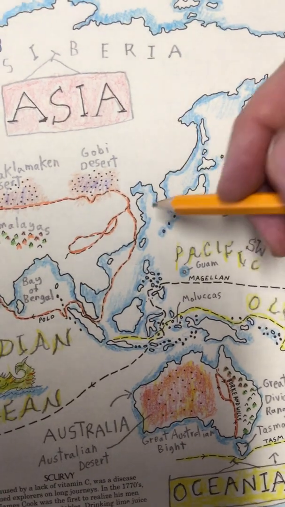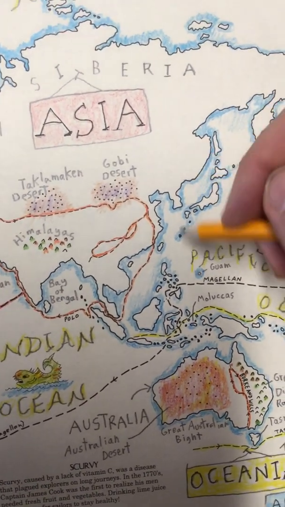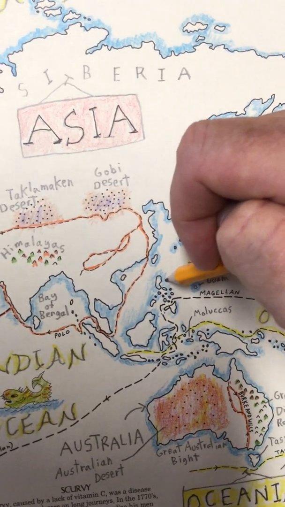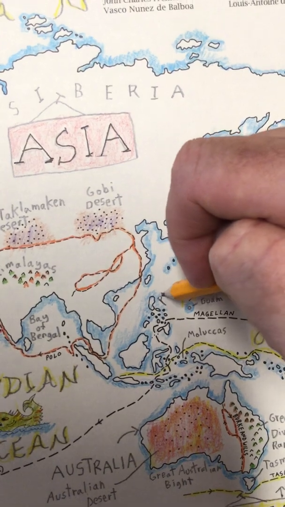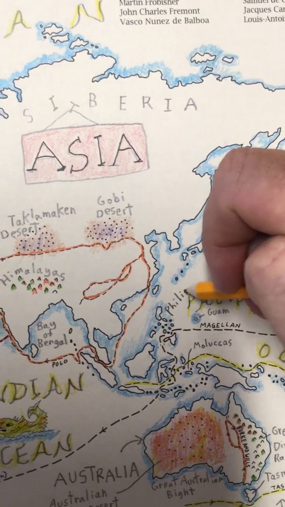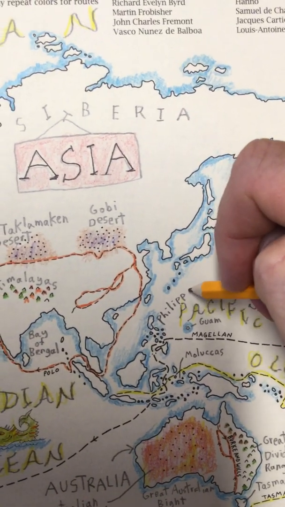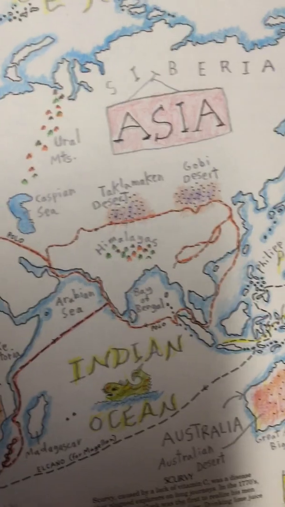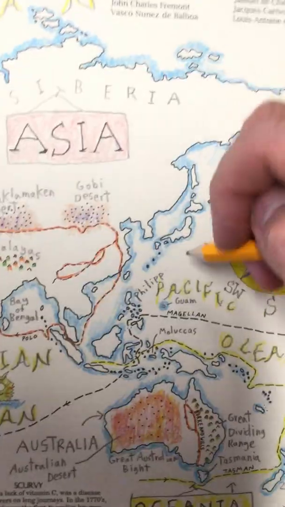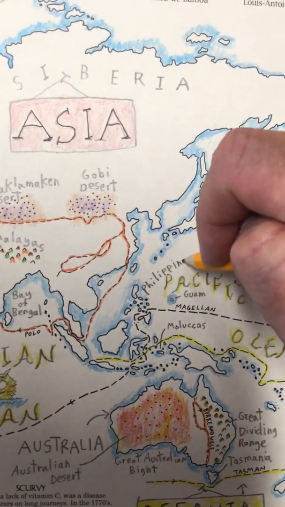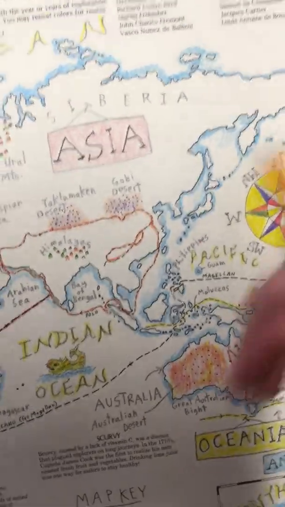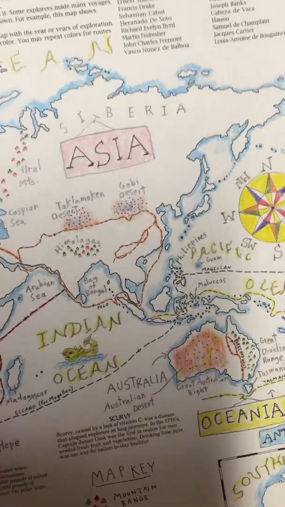We can also label the Philippines. Now, where am I going to fit it? Maybe I'll put this on a little bit of an angle. P-H-I-L-I-P-P. Let me double check the spelling. P-P-I-N-E-S. Okay, Philippine Islands. Okay, I can check those off the list.